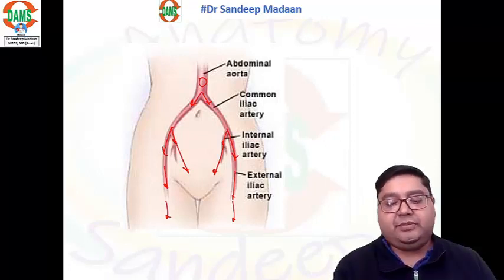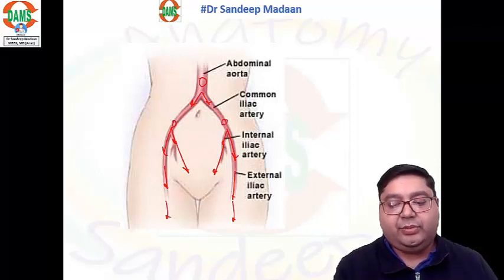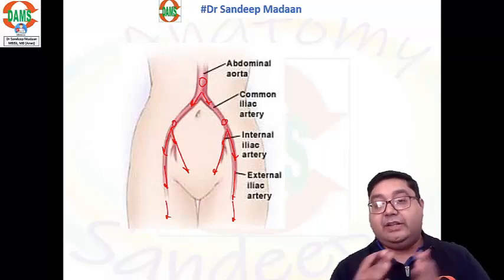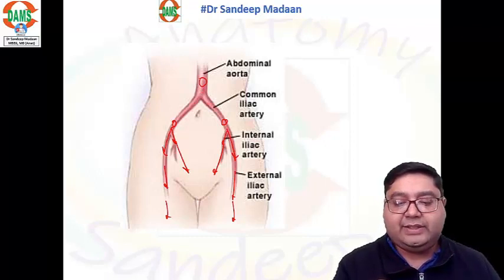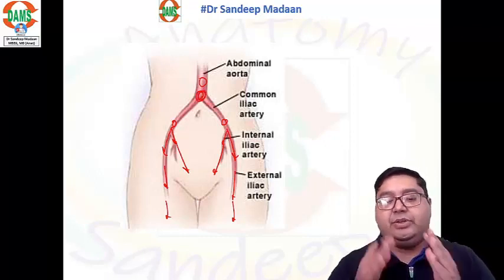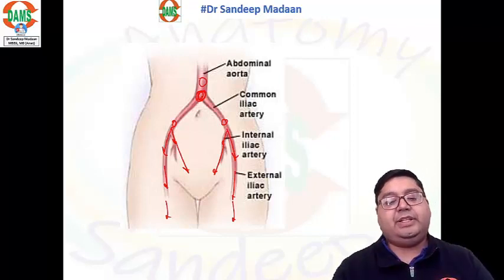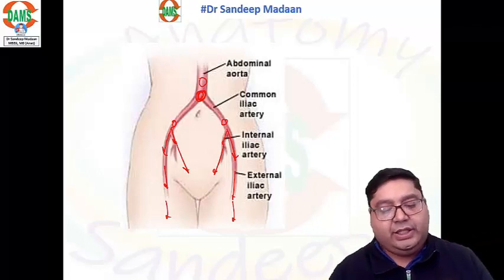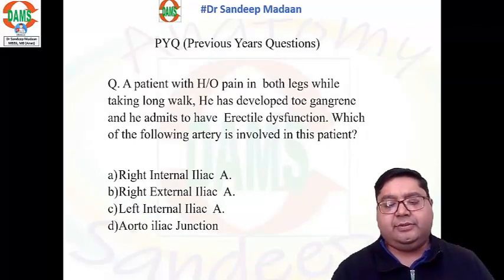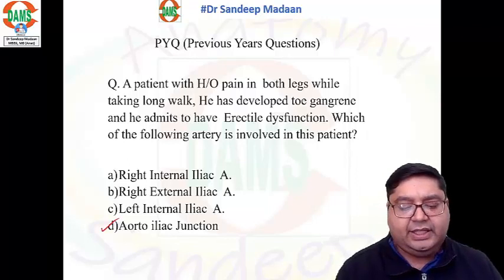Either there is bilateral involvement of common iliac arteries, which is relatively less likely. It can be possible, but more likely it can be a central lesion. Some central occlusion has taken place. Because of that, the patient is having the bilateral lower limb involvement, also the pelvic involvement. Now this will lead to the answer, that is D, aorto-iliac junction.